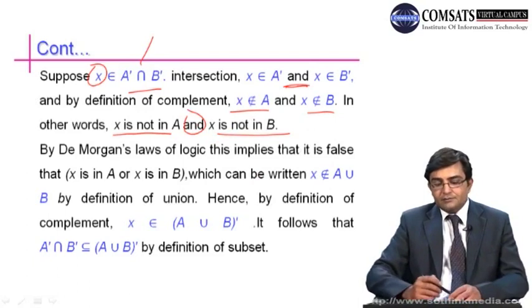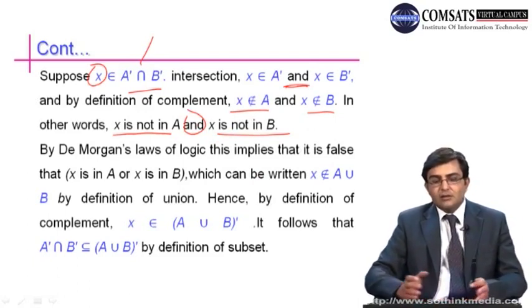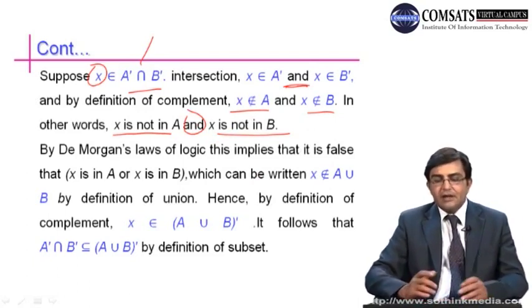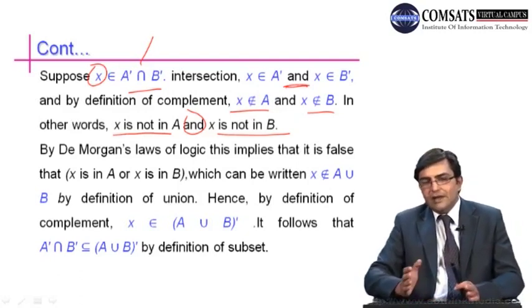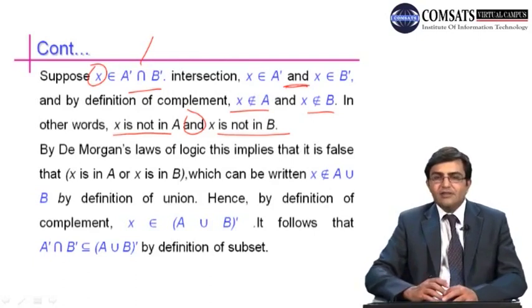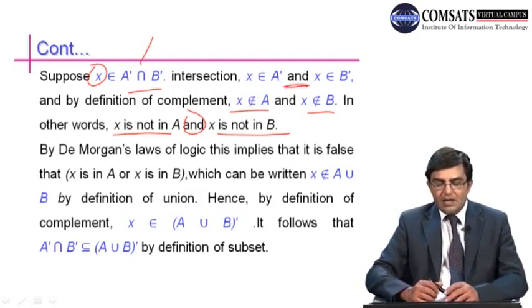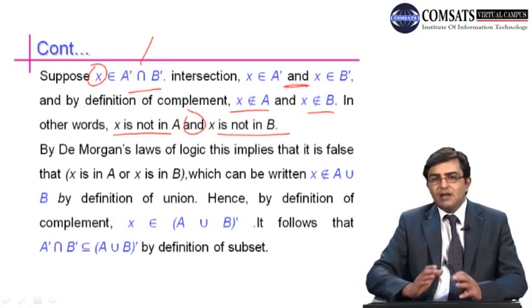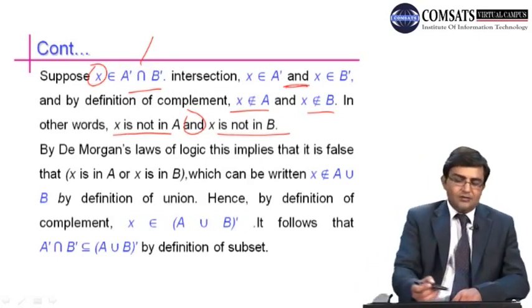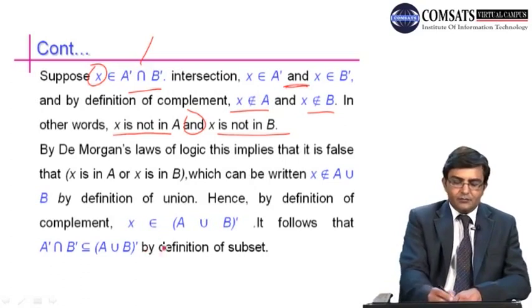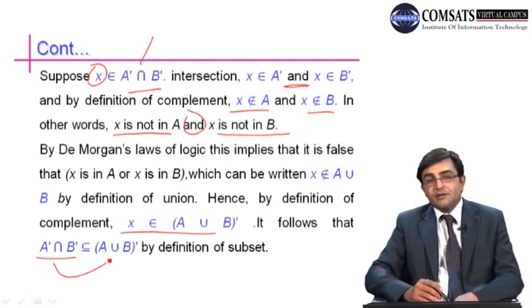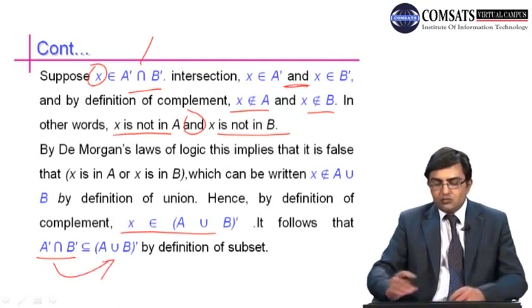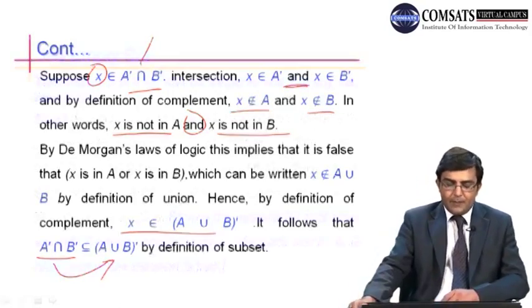Then what does it mean? It means that x is not in A union B, because x is in neither A nor B, so x obviously doesn't belong to A union B. If x doesn't belong to A union B, then x must belong to A union B complement. So this is what we have to prove. Then we can say that this side is a subset of this side. So we are done basically.